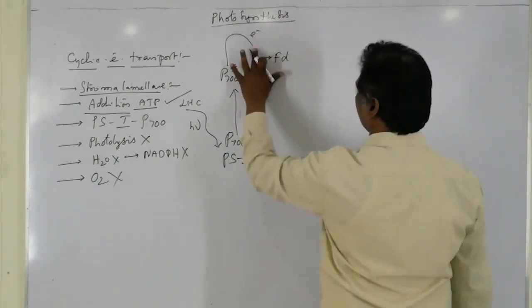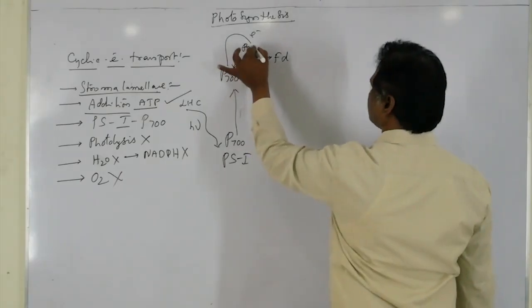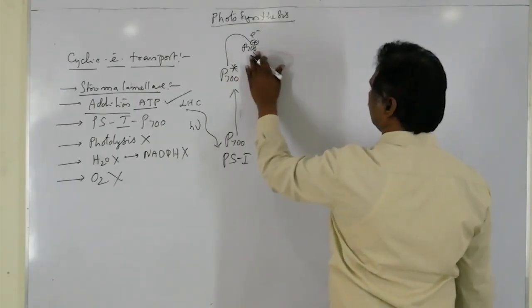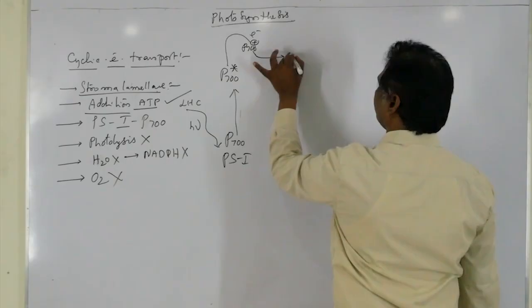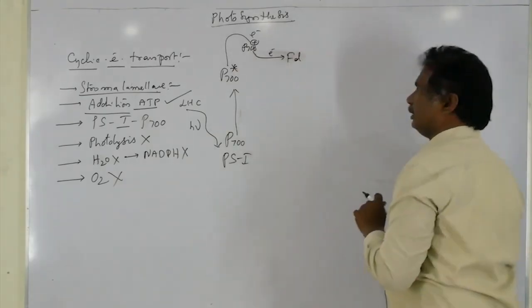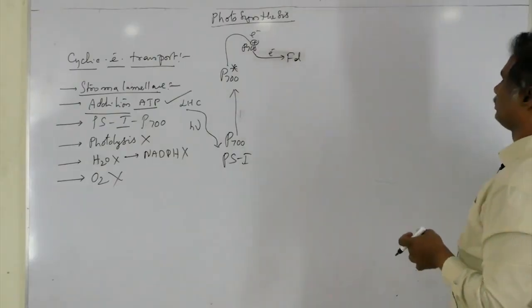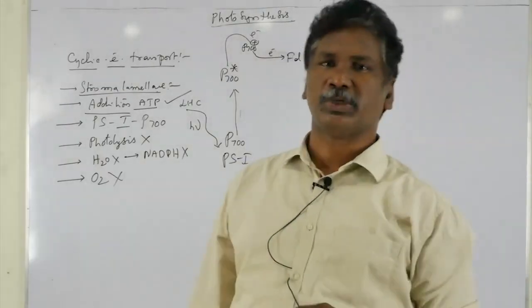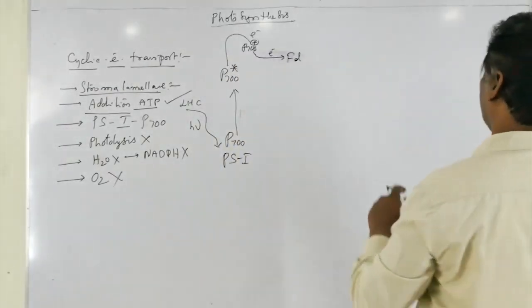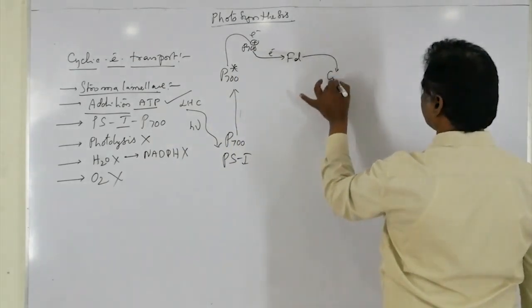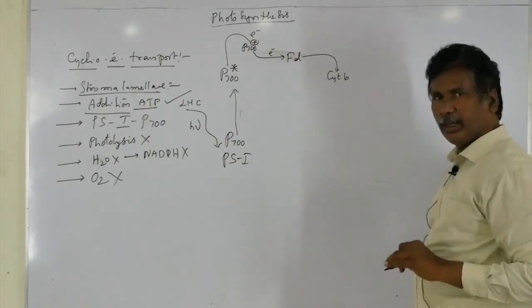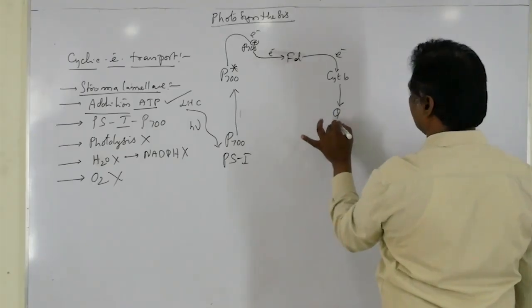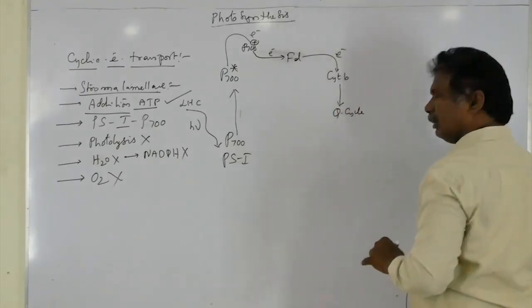When it receives the electron from P700, that P700 goes to the oxidized state. The electron reaches the pyridoxine. After that, the electron does not move into NADP reductase because of the lack of that enzyme in stroma lamellae. So it is accepted by another electron acceptor, called cytochrome B. From cytochrome B the electron moves into the quinone cycle, simply the Q cycle.